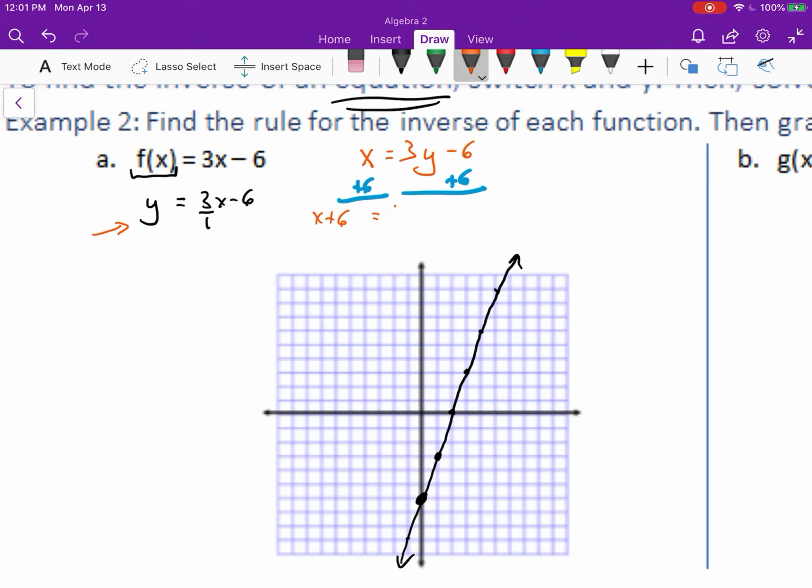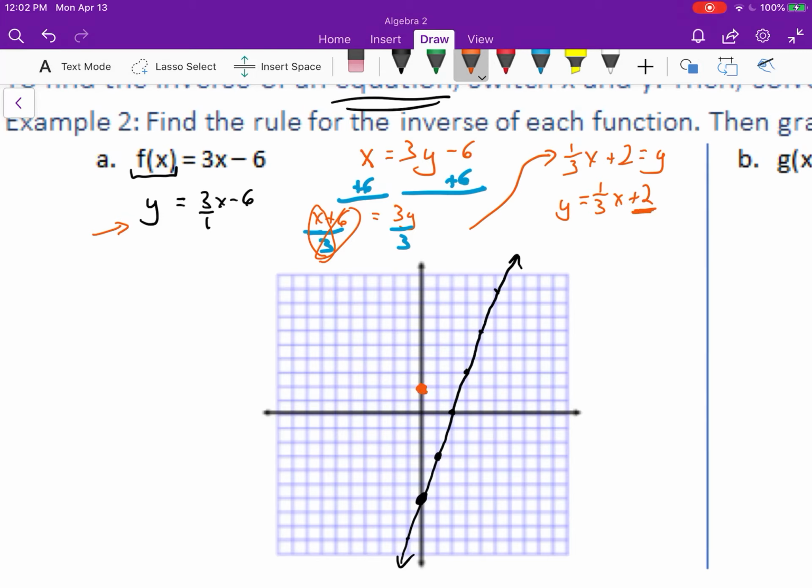And that gives us x plus 6 equals 3y. Dividing both sides, or each term really, by 3 gives us 1/3 x. So x over 3 is 1/3 x. And then 6 over 3 is 2 equals y. We oftentimes like to put the y first, so y equals 1/3 x plus 2.